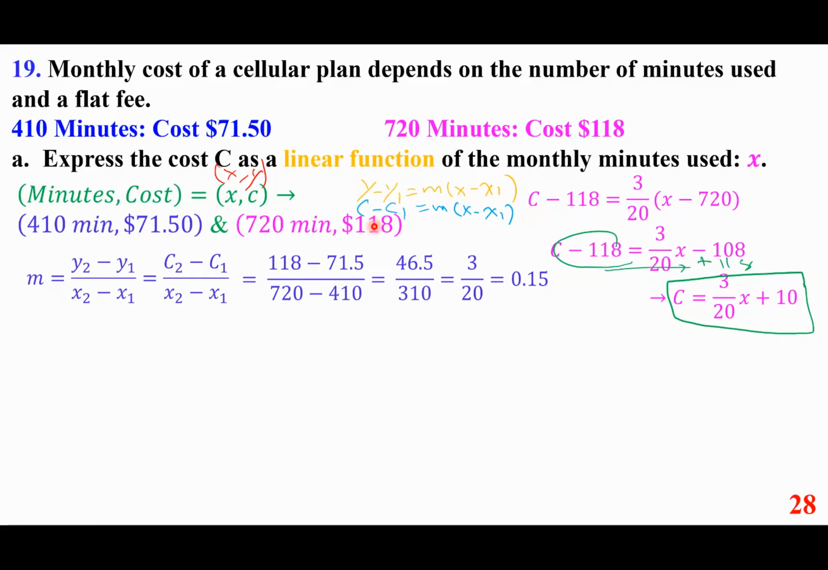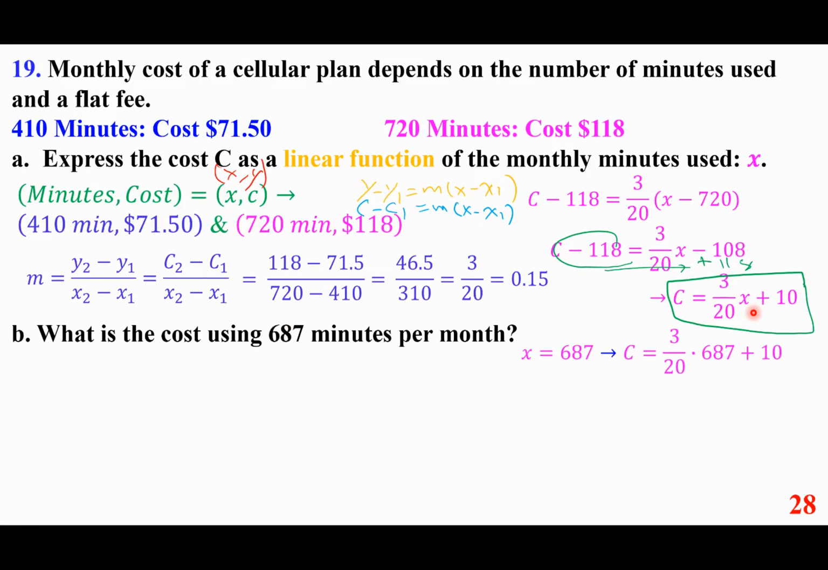Again, this is the pair we used. This is the pair that we didn't, and we're going to check. Now, what is the cost using 687 minutes? Replace the X with 687 minutes and do the math. It gives you $113.05. By the way, since we are dealing with money, we go to the third decimal and we do the rounding to the second one. So that if this is the answer, we are done. If we have more decimals, the third one makes a decision for the second one.